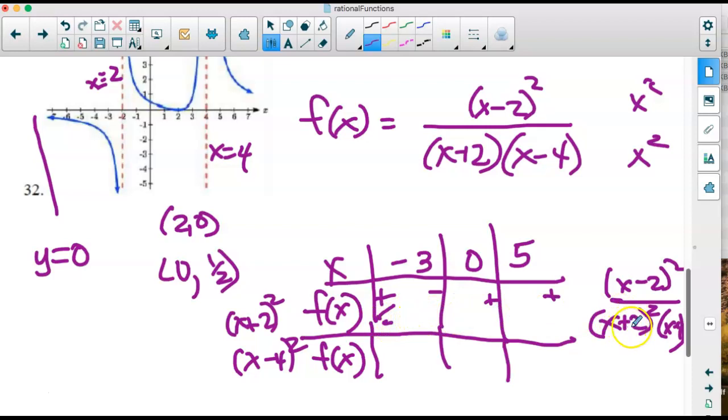Positive and -3 minus 4 is negative. That's good. All right. So we're okay there.